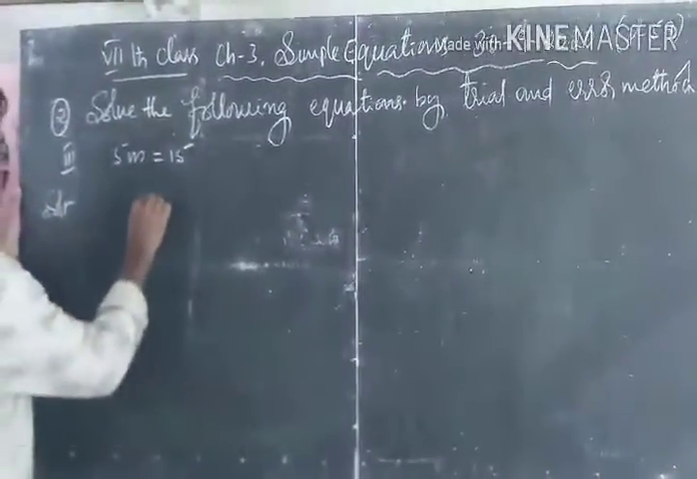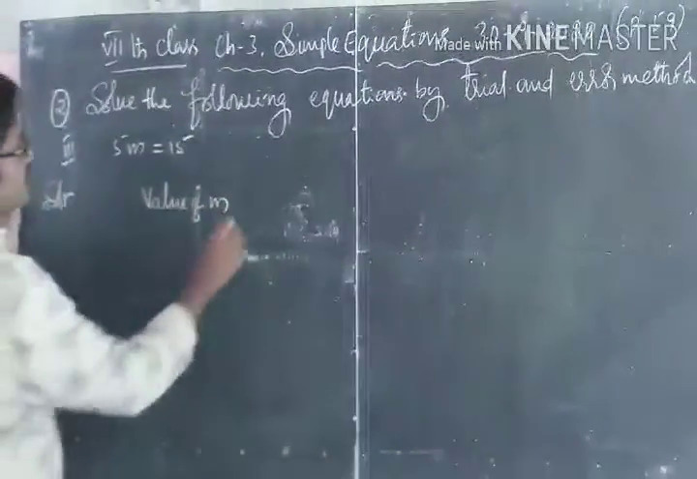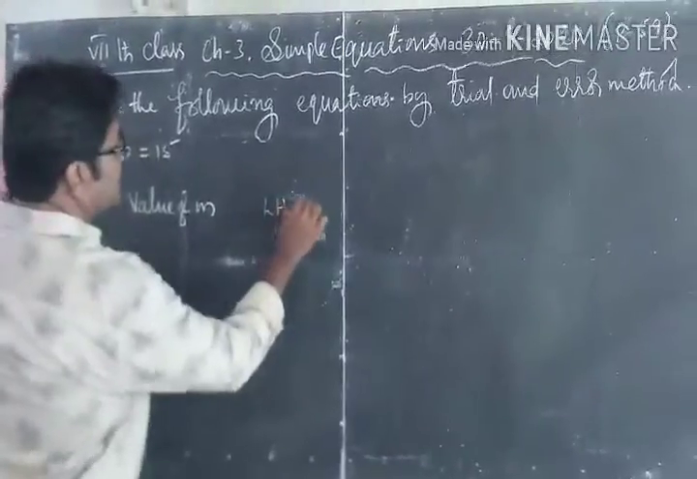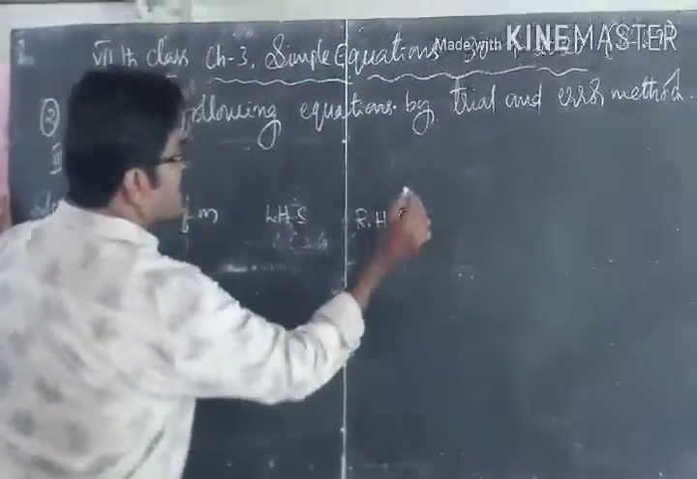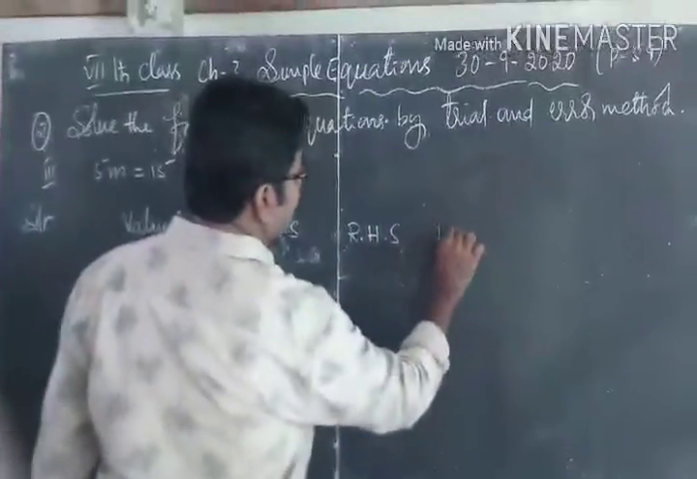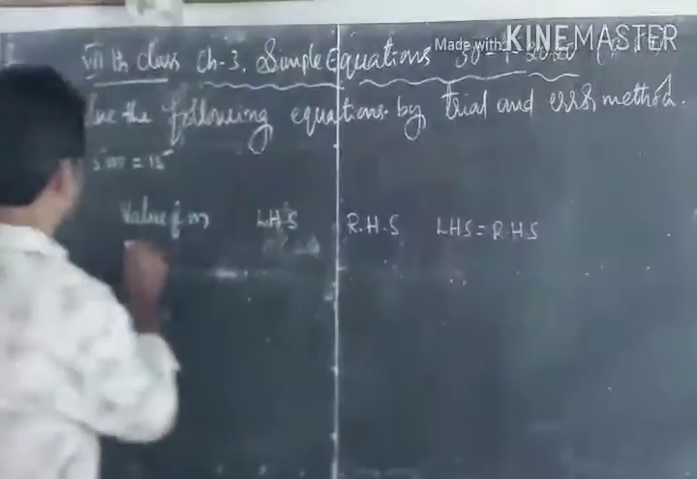First, draw the table. Value of m, then LHS, which means left hand side, then RHS. We check whether LHS is equal to RHS. Draw the table first.